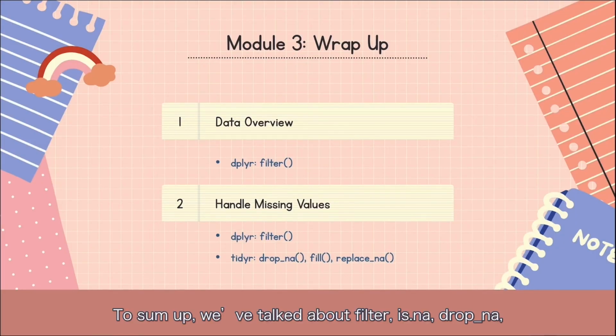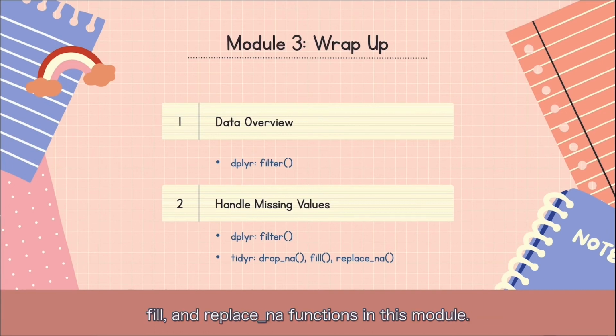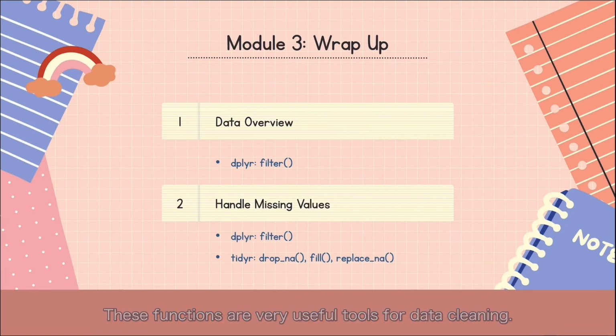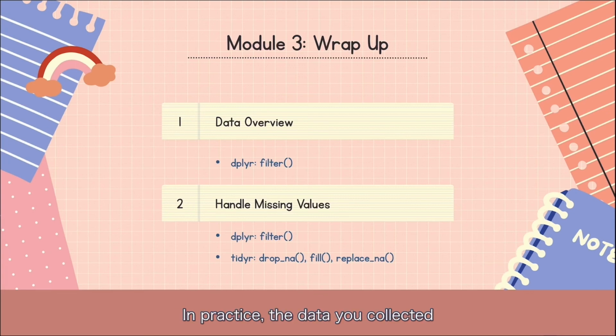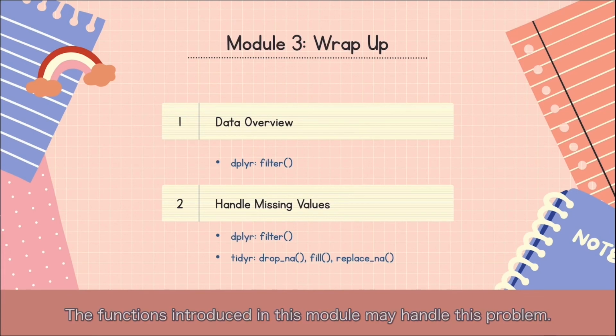To sum up, we've talked about the filter, is.na, drop_na, fill, and replace_na functions in this module. These functions are very useful tools for data cleaning. In practice, the data you collect often contains a lot of missing values and blanks. The functions introduced in this module may handle this problem.